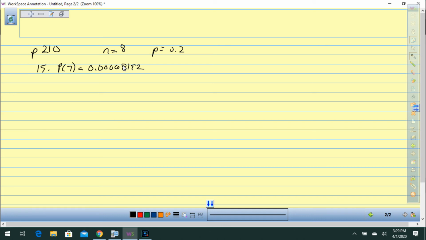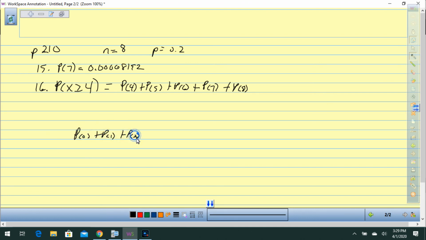So number 16. Find the probability that the number X of correct answers is at least 4. That's going to be the probability that X is greater than or equal to 4. To calculate, remember that's the probability of 4 plus the probability of 5 plus the probability of 6 plus the probability of 7 plus the probability of 8. And if you remember, when you add the probability of 0 plus the probability of 1 plus the probability of 2 and so on plus the probability of 8, all of those equal 1.